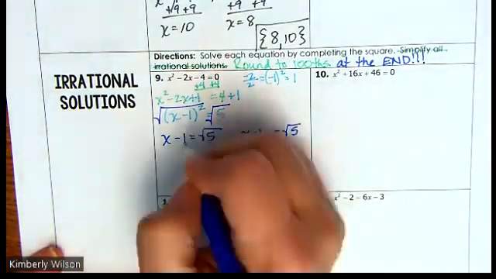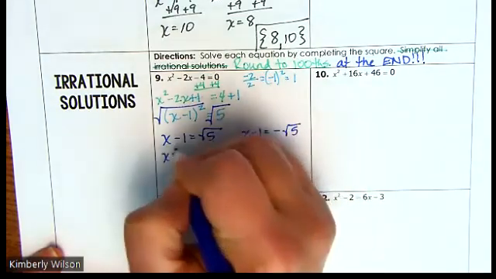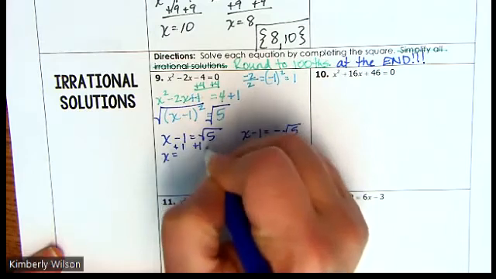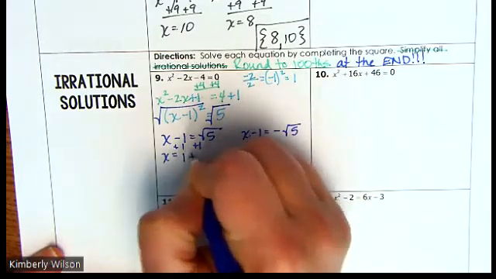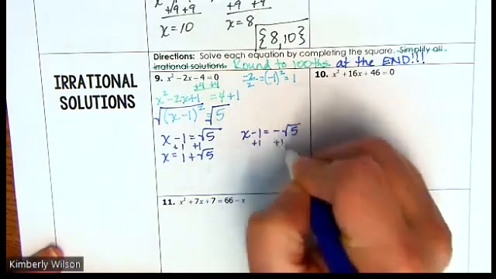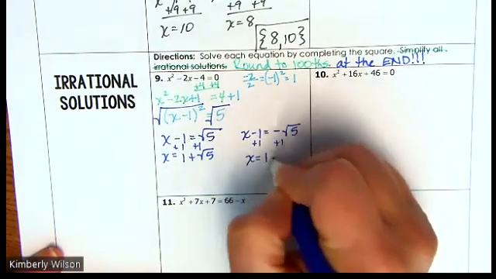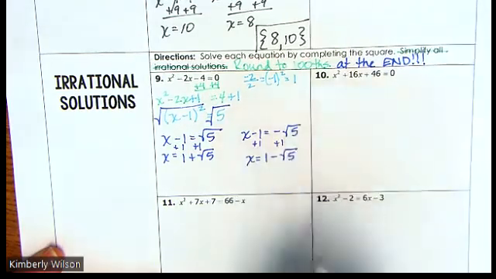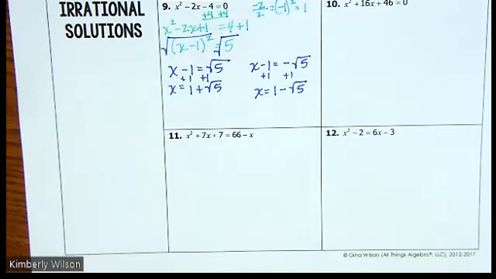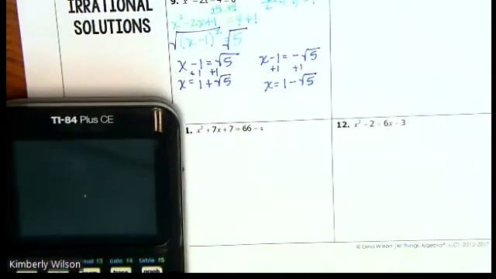We still have the 2. So I have x equals, because I'm going to add 1 to both sides. I can't add what's inside here. They're two different terms. So I have x equals 1 plus the square root of 5. Add 1, and I have x equals 1 minus the square root of 5. I can punch this in exactly as it looks in the calculator. So, handy dandy calculator time.